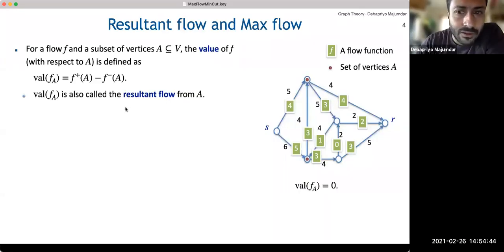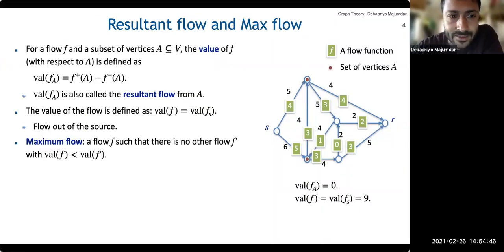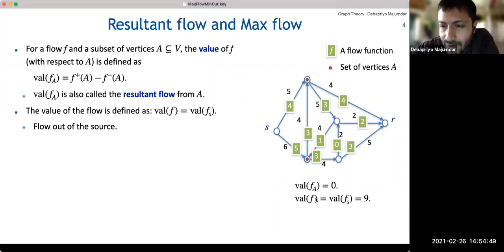Let me just quickly do that as well. I think what I did was I initially gave some numbers, and later on when I changed certain things, some mistakes happened anyway. And that's a good thing that we are going through it. Okay, so in this case, the value of the whole flow or value of the source is 9, 4 plus 5.